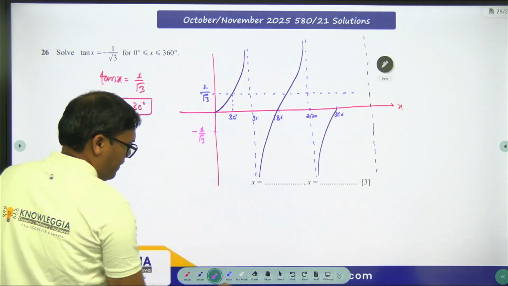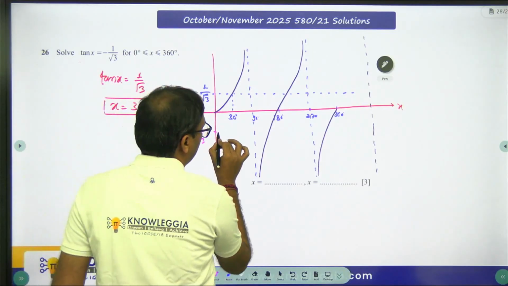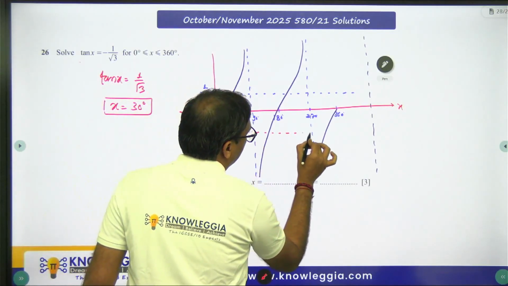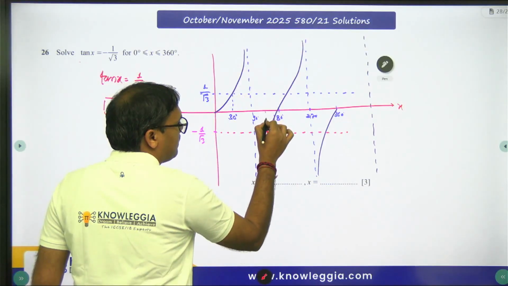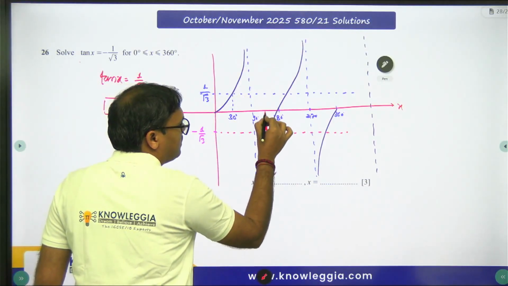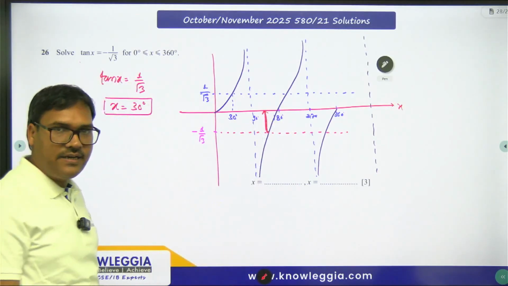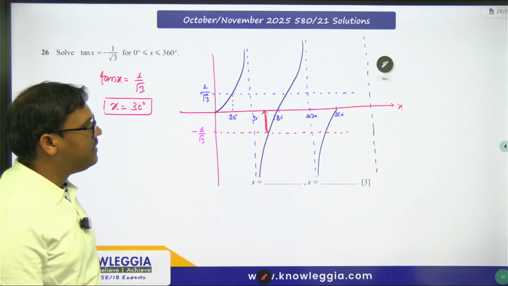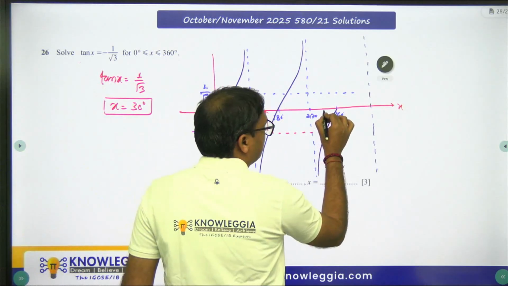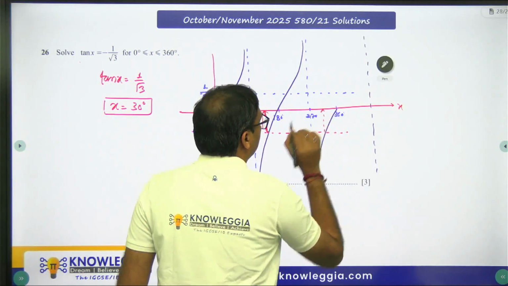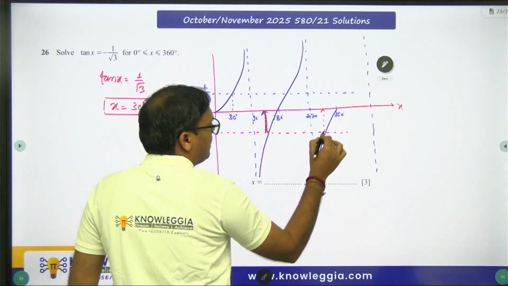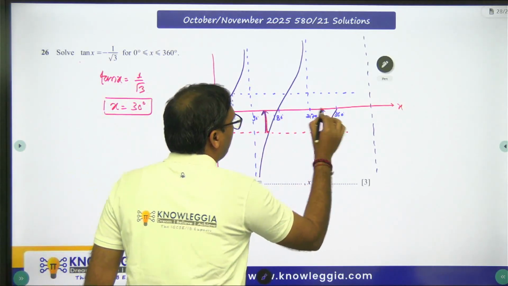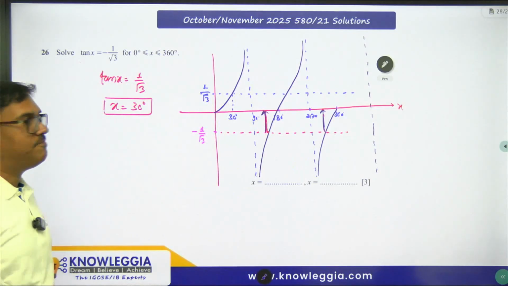You can see this. So which value do you have to answer? We have to answer between 0 and 360 degree. That means we have to find this value, which is between 90 and 180 degree, right? And between 270 and 360 degree. This is our answer. This is one value and this is the other value. Now, how will you find this? That is the question.